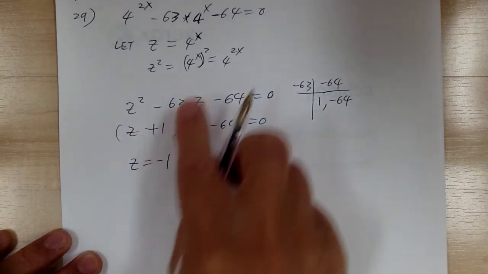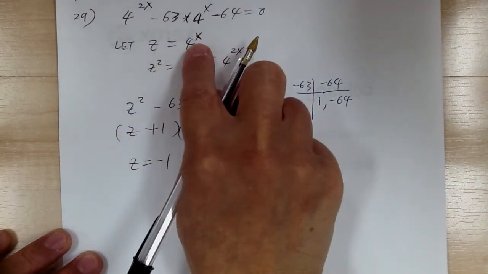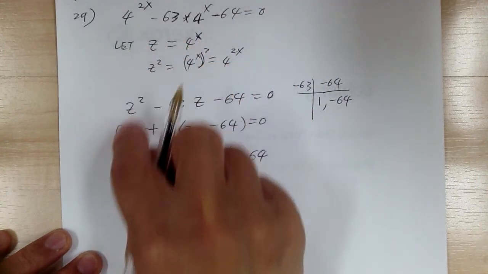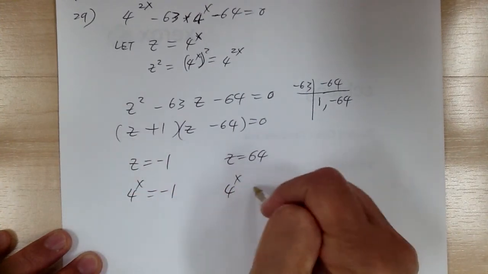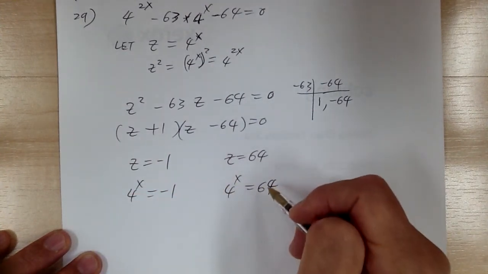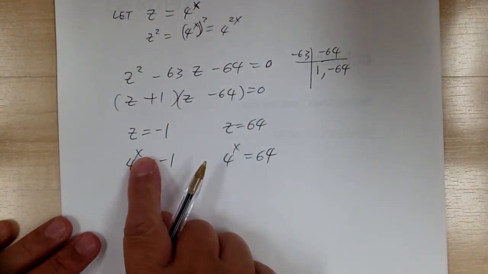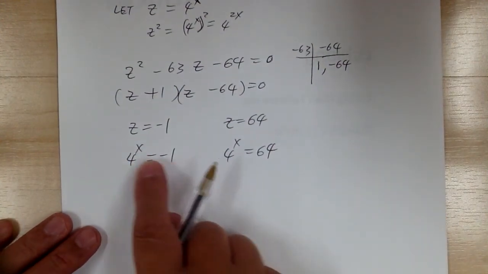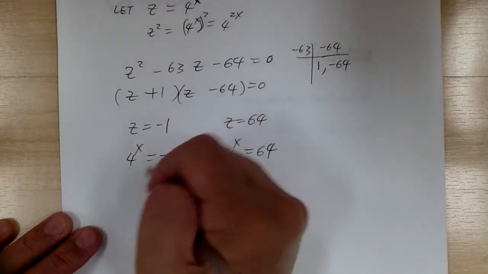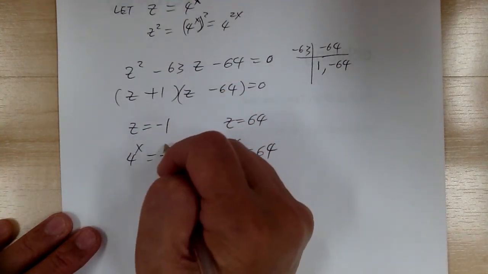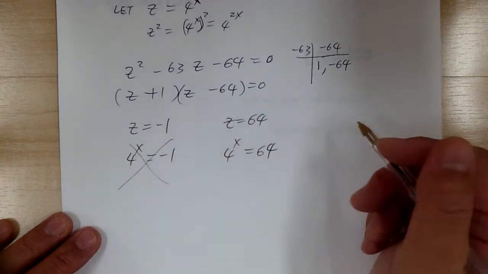Once you find z, you put this back. Say z equal to 4 to the x. So put this back in here. You get 4 to the x equal to negative 1, and 4 to the x equal to 64. Now for this one, 4 to the something is not going to give you a negative number. Even if the exponent is negative, remember, negative exponent means you flip it over. So there's no way to get a negative number, so there'd be no solution.